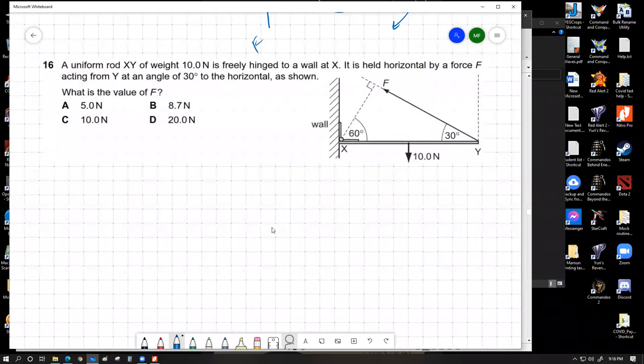Uniform rod XY of weight 10.0 newton is freely hinged to a wall at X. It is held horizontal by a force F, acting from Y at an angle of 30 degrees to the horizontal as shown. What is the value of F? Okay, we have a hinge over here. And F is working this way, 10 newton is working this way. So the easiest way to solve this problem is to divide the forces into components.